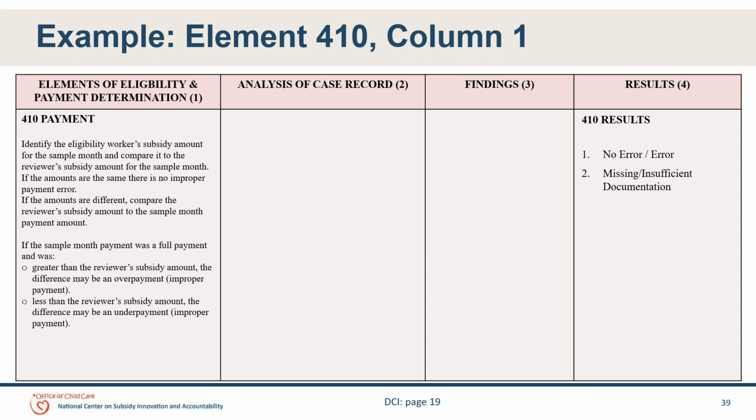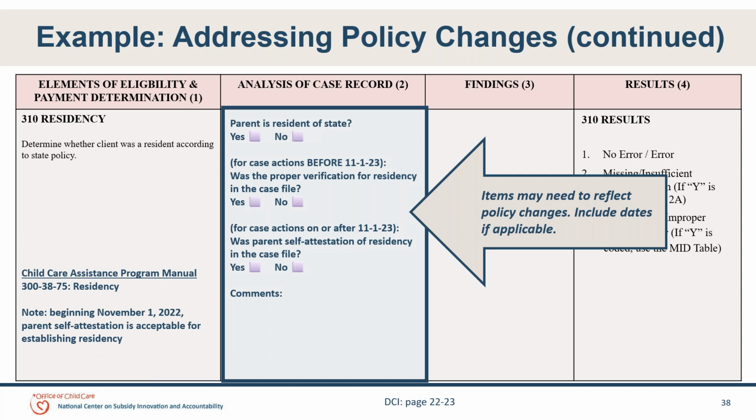But briefly, when the reviewer is assessing the case record, the reviewer will answer these items in column 2, and then in column 3, the reviewer will write up a brief summary of the findings. So if there was no error, they'll just say no error in the findings column. And if there was an error, then the reviewer would just briefly write up a little bit of information about the error, describe the error a bit. And you can see some examples of that in the DCI if you are interested in taking a look.